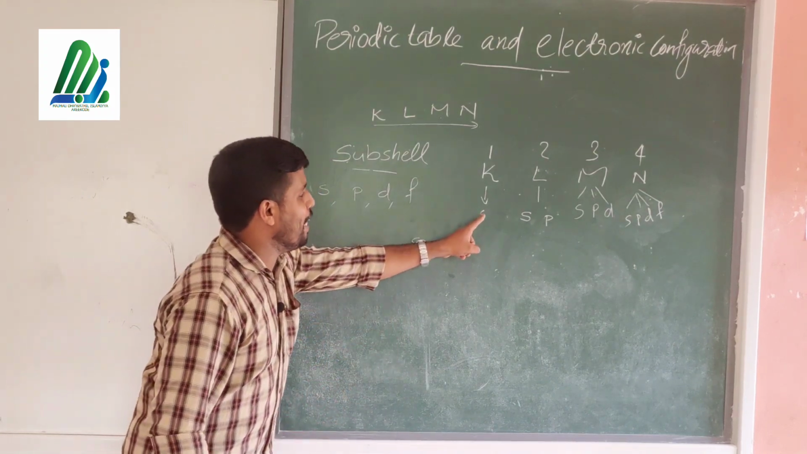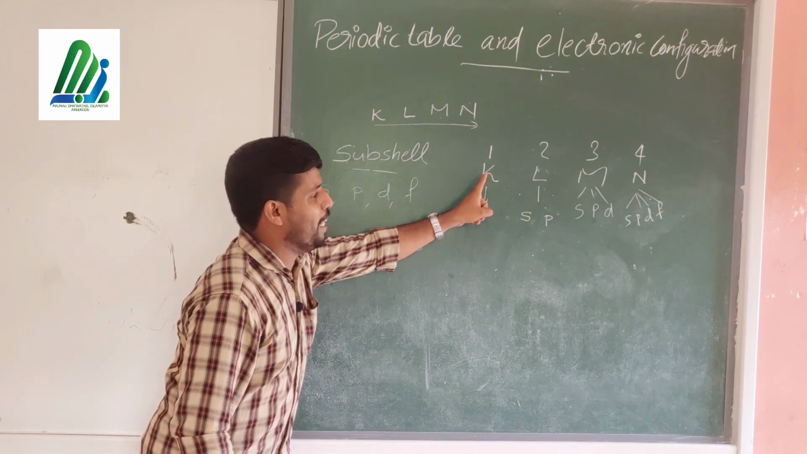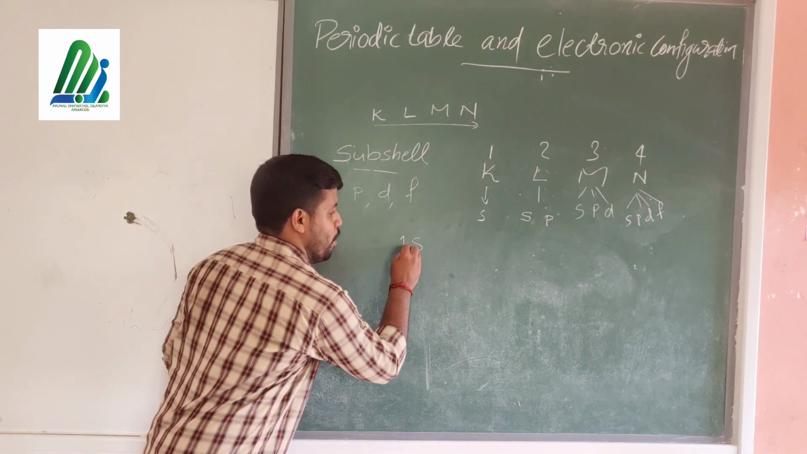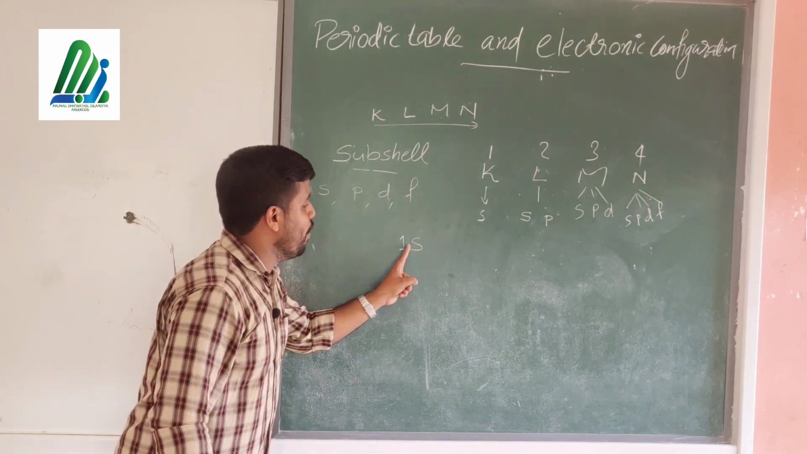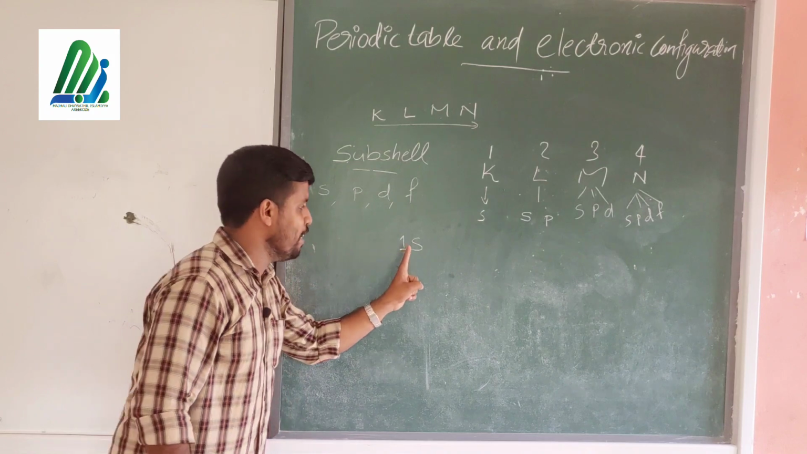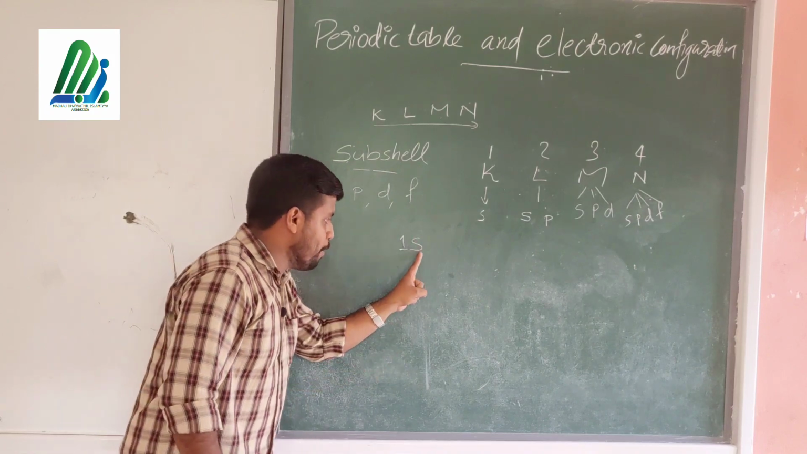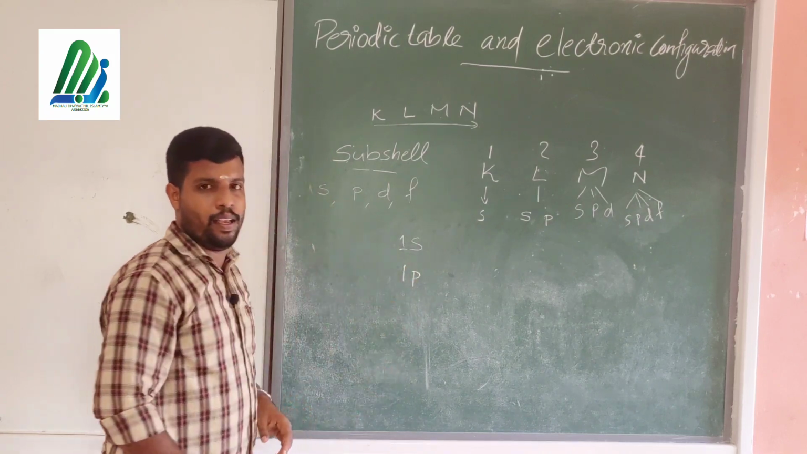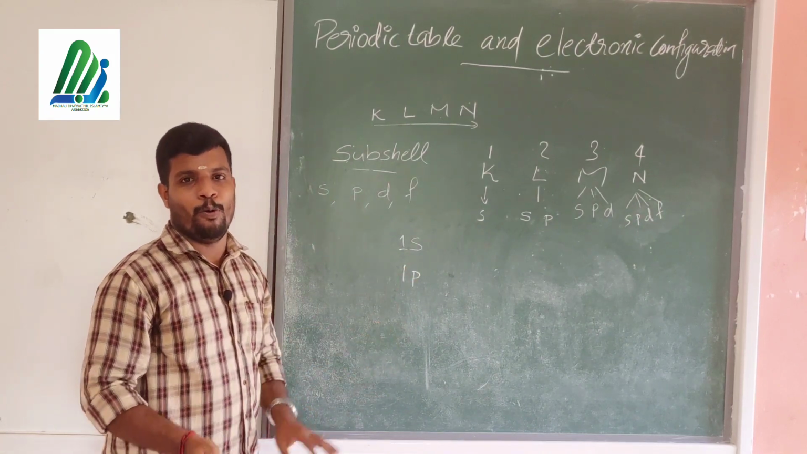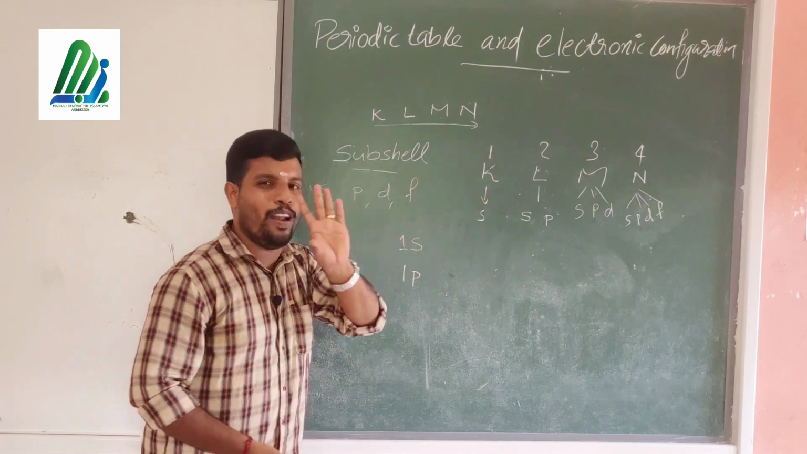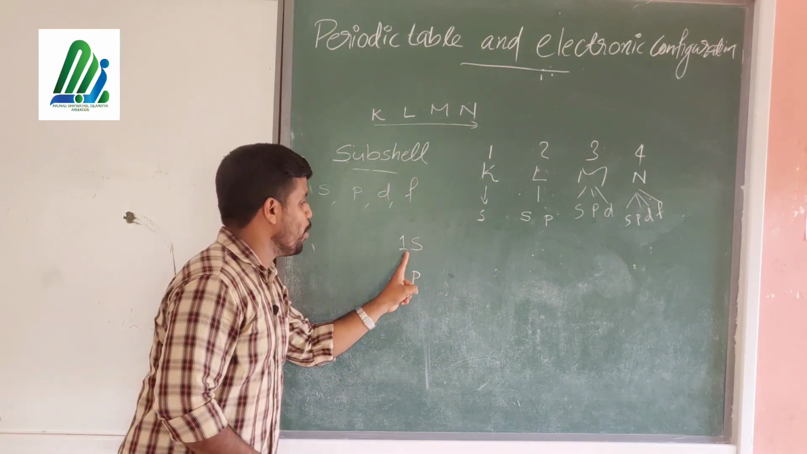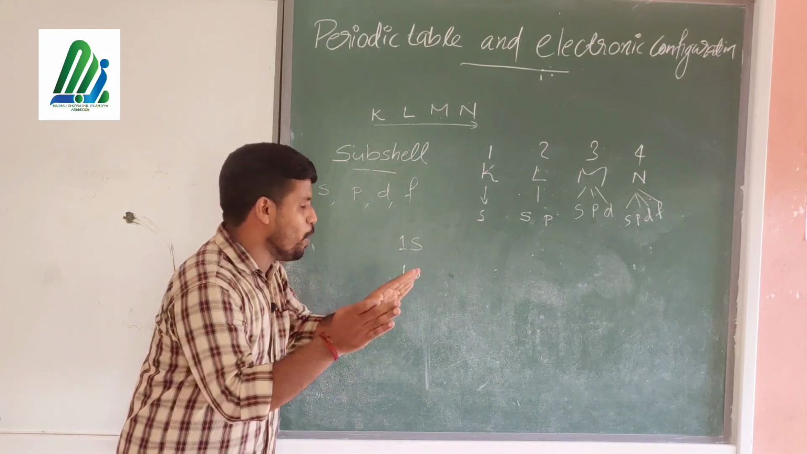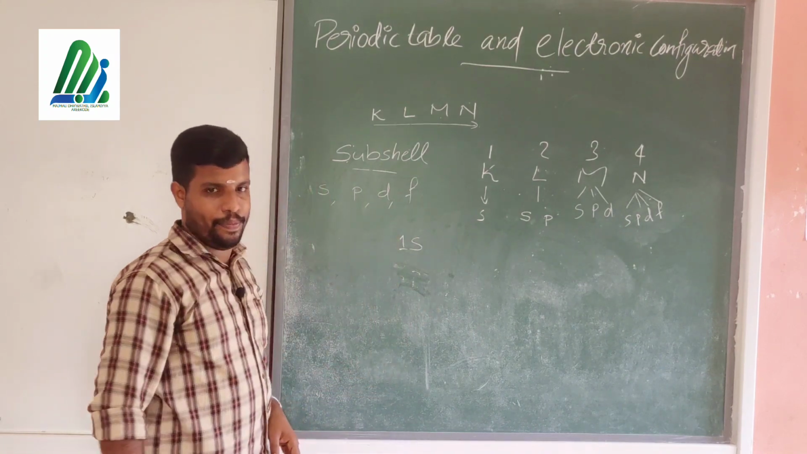That means, if the S subshell we are considering is from the K shell, you just write the shell number. That is, the shell number is 1. So we can write what? 1S. We read it as 1S. S subshell in the first shell. Is it possible to write 1P? No. Because the K shell contains only one subshell, that is S. So it is possible to write 1S. There is no P subshell, so it is not possible to write 1P.